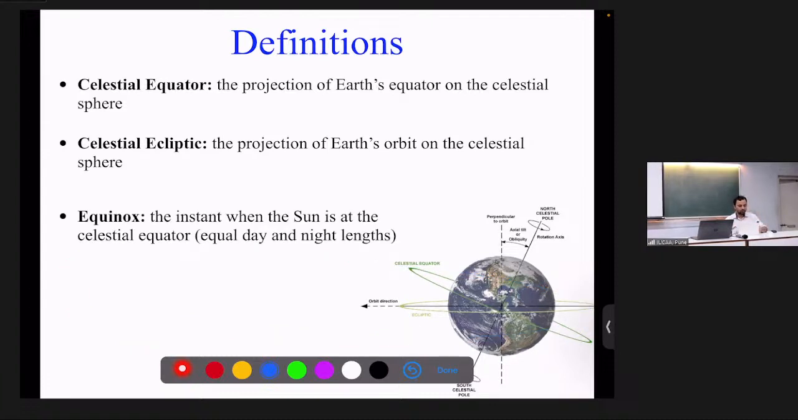Now there is something called equinox. Equinox, what is this?